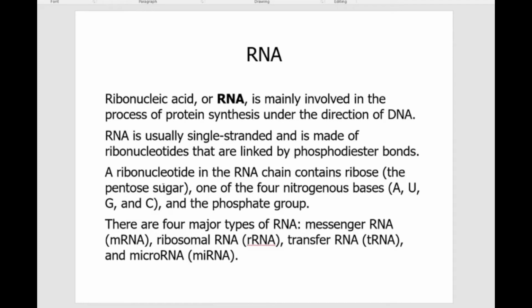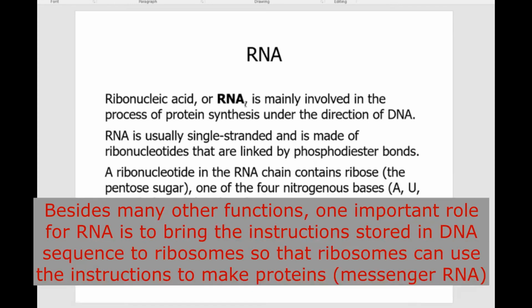Okay, now RNA, so ribonucleic acid. It doesn't directly store your genetic information like DNA, right? It helps you use the genetic information, the instructions in DNA, to direct the synthesis of proteins. So when we say gene expression, we are referring to the process where you are using the information in the DNA to make proteins.